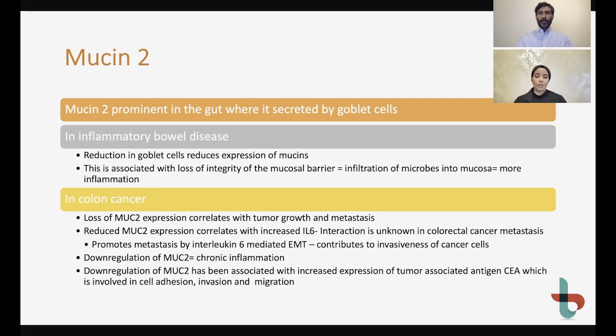Okay, so now we'll be moving on to mucin 2. Mucin 2 is very prominent in the gut and is secreted by goblet cells. In the context of inflammatory bowel disease, interestingly, mucin 2 expression is downregulated, and this is thought to contribute towards the inflammatory process seen in conditions such as ulcerative colitis. The downregulation of mucin 2 is thought to be associated with loss of integrity of the mucosal barrier, and this increases infiltration of microbes into the mucosa, therefore resulting in more inflammation.